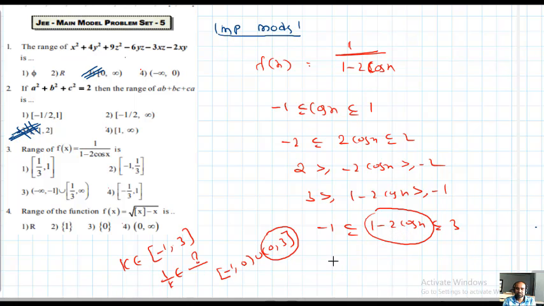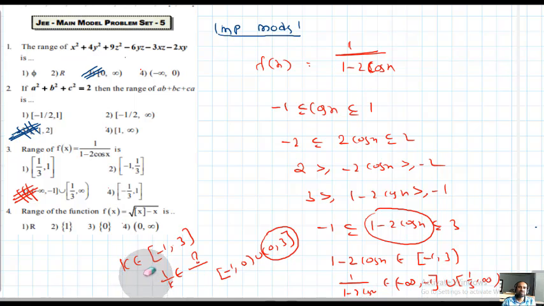What can I say here? 1 minus 2 cos x belongs to the closed interval minus 1 to 3. So 1 by 1 minus 2 cos x belongs to minus infinity to minus 1 union 1 by 3 to infinity. So I will move with option 3. This is the answer for problem number 3.